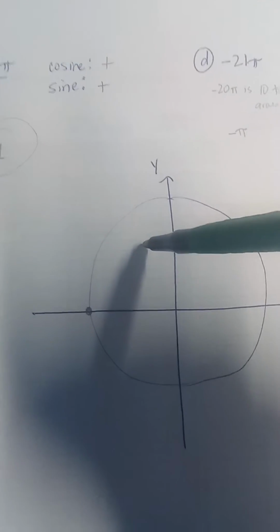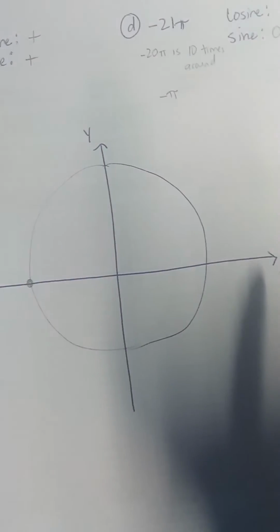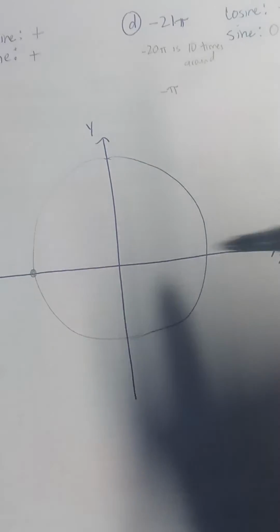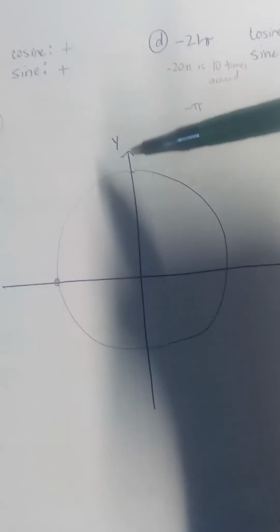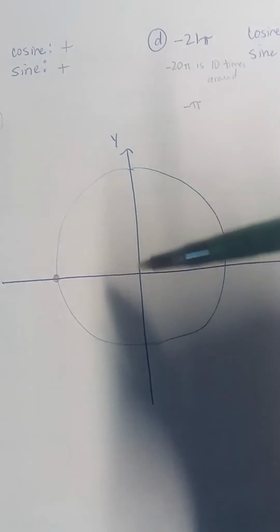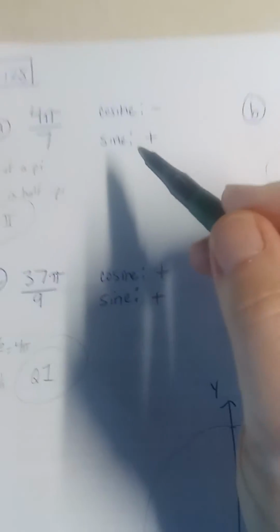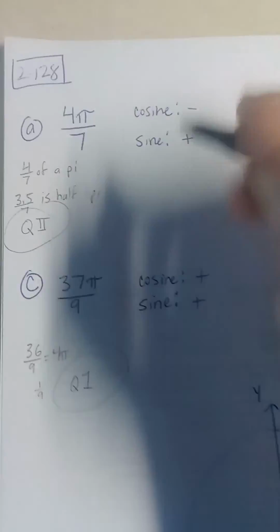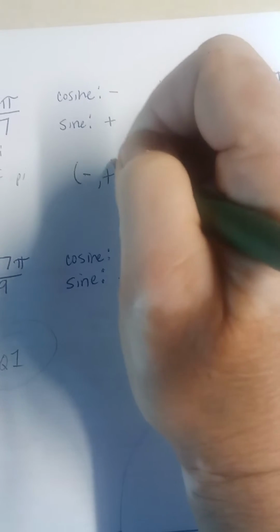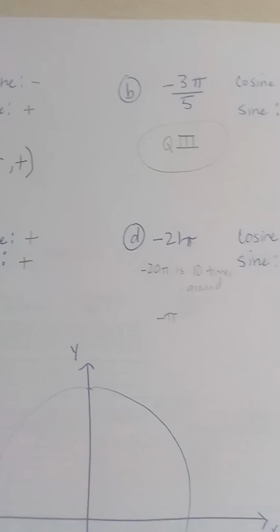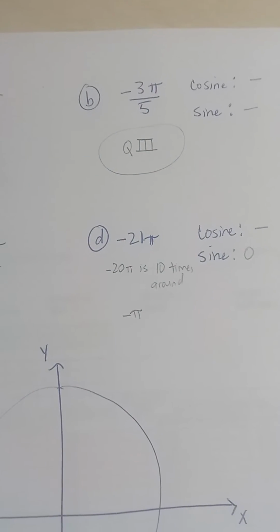And so if it's in quadrant 2, cosine, remember, is the x values. So cosine is going to be negative, but sine is the y values. So sine is going to be positive. So I wrote cosine negative, sine positive, or you can go like that.